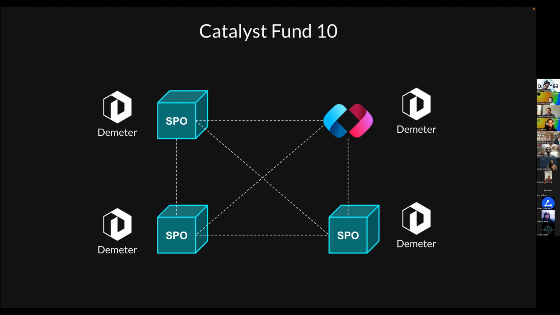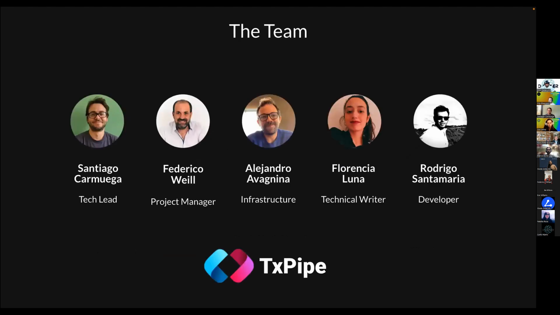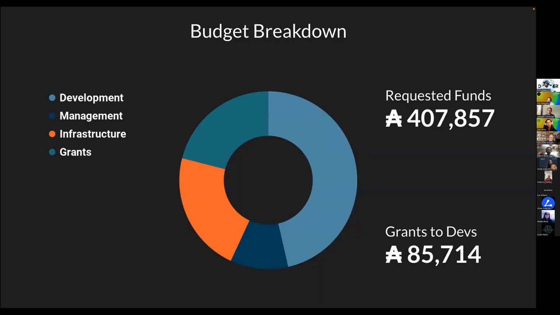In that way, the app developers can deploy front ends and make sure that they will be handled in a distributed fashion. This is the team behind the proposal. We at DX5 have a proven track record building open source tooling for the last 2 years in Cardano. This is what we are asking for.